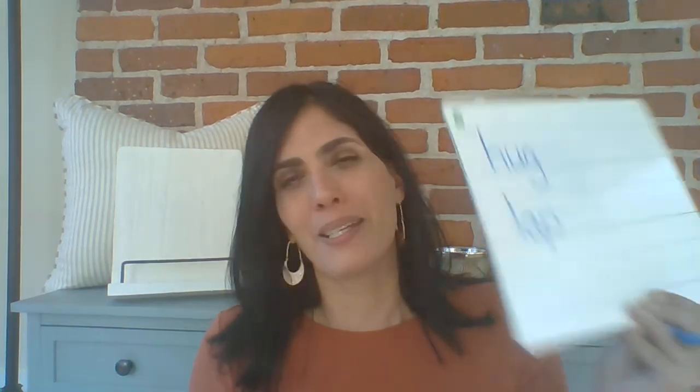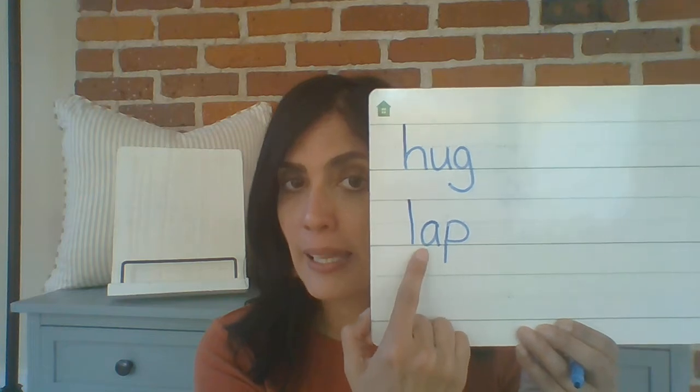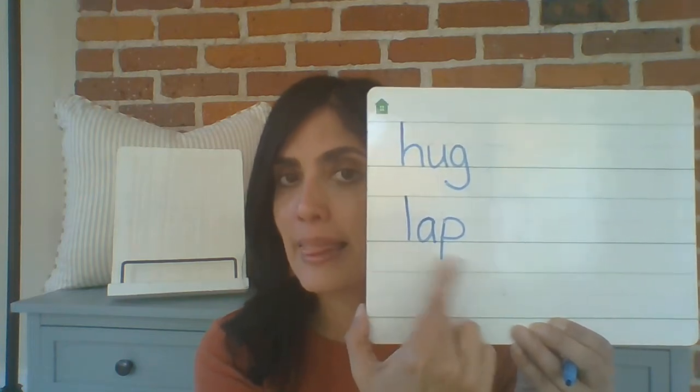And if you made a mistake, just go ahead and fix it. Lap is our next word. Lap. My cat likes to sit in my lap. Go ahead and say the sounds in lap. Lap. Now go ahead and write lap. I like to say the sounds as I'm writing. It helps me to make sure I get all of them. Lap.